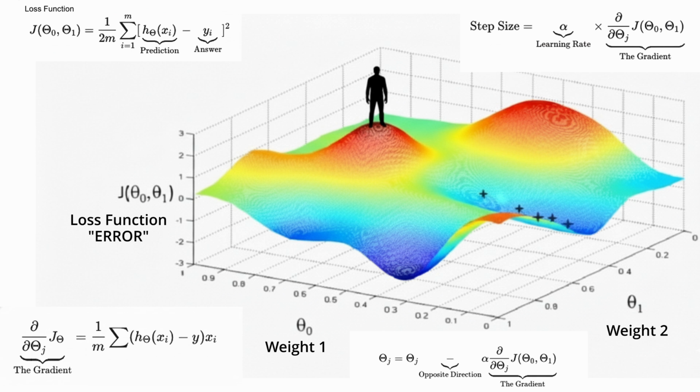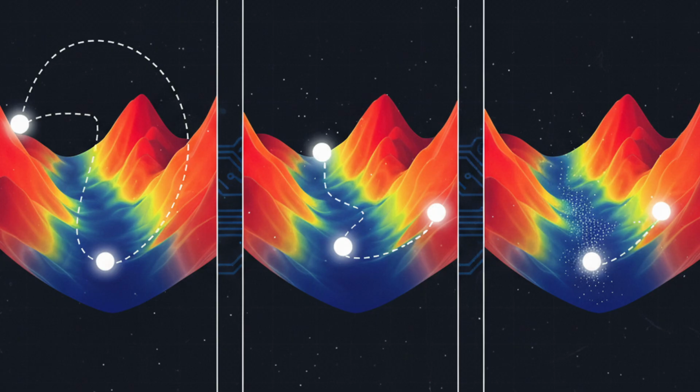Let's see what happens when the learning rate isn't quite right. On the left, this ball takes huge steps. It overshoots the valley, bouncing back and forth, never settling down. On the right, the ball barely moves. It's crawling slowly toward the bottom, but right in the middle, that's the sweet spot. Smooth, steady descent. The learning rate controls how confident the model is when adjusting its weights. Too confident and it keeps skipping past the answer. Not confident enough and it barely learns anything at all. Finding that balance is key to training neural networks efficiently.